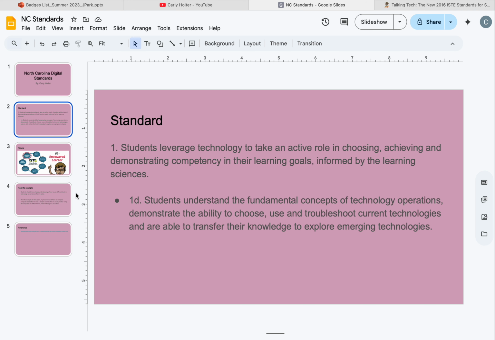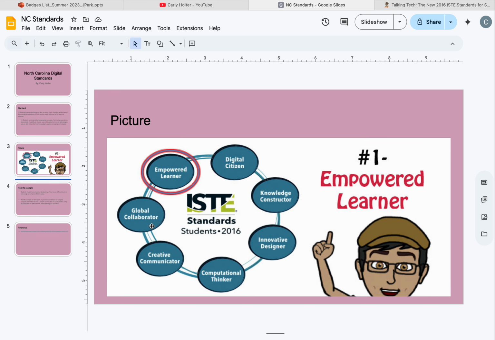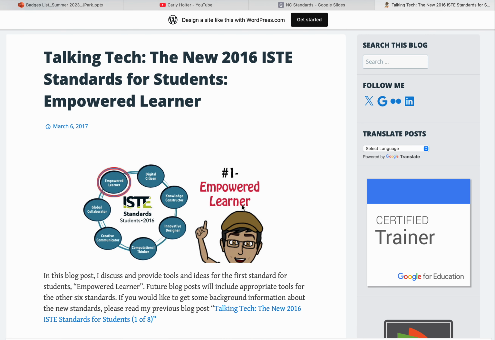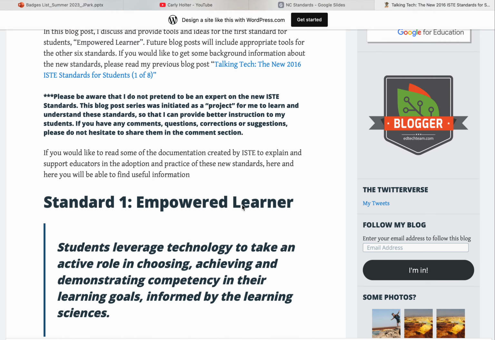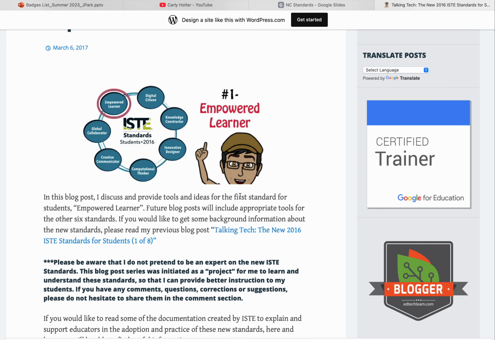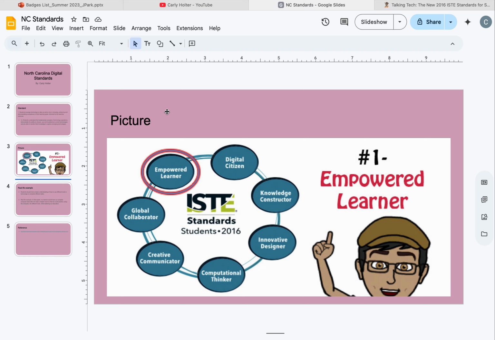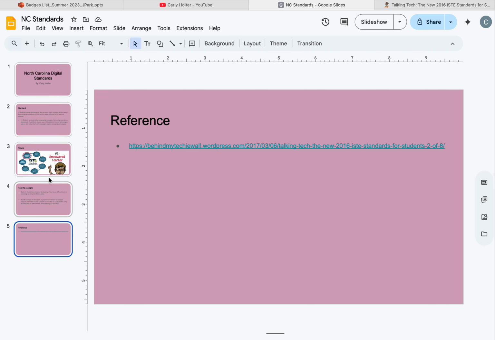So for the picture, I decided to use this because it's the ISTE standard, and it's from the Talking Tech website. This is where I found it, the new 2016 ISTE standards for students. I get that 2016 is old, but I was just using this picture to reference, and I also referenced it in my last slide.